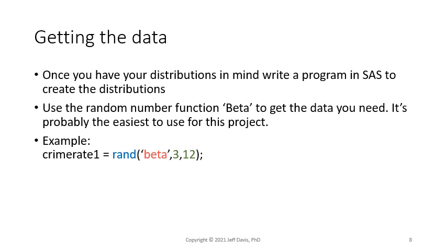All right. As an example of one of the SAS statements that I used, I have here crime rate equals rand, and then in parentheses, in single quotes, beta, and then 3 and 12. All right. So now let's talk about what those values represent. The only thing you're going to be changing or manipulating here is this value and/or this one.